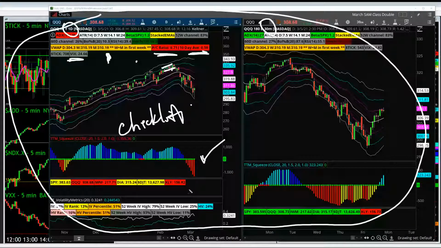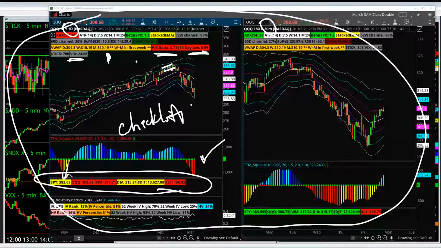I'll show you some other stuff as well. At a glance, I can see today that the spiders are neutral. The QQQs and IWM still have momentum to the downside, even though there was a huge bounce today. Diamonds and transports are neutral. And then XLY, which is one that I watch pretty closely, is also a pretty good tell of the markets.